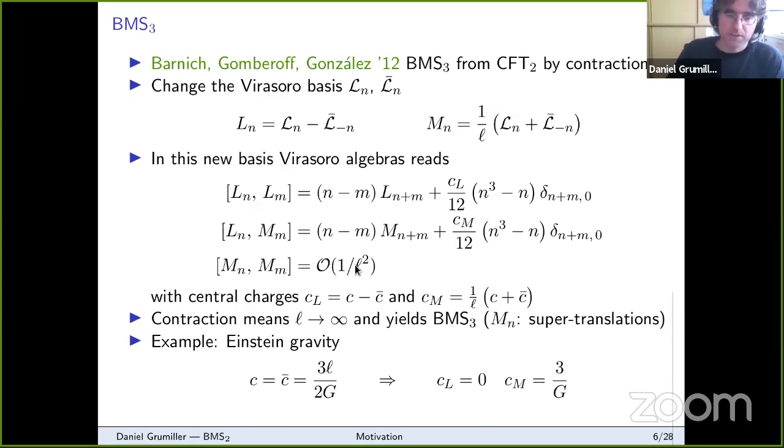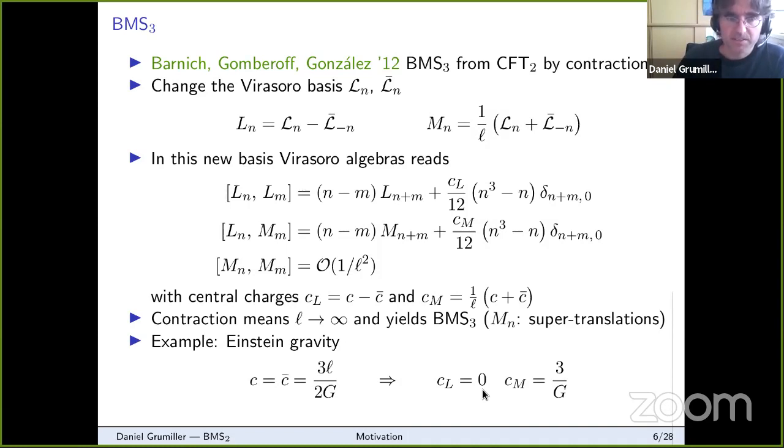And for the concrete example of Einstein gravity, the values of the central charges are just the Brown-Henneaux central charges that we saw already in Alejandro's talk and others. So C is equal to C bar is 3L over 2G. So you see that the central charges themselves would diverge linearly in L as L goes to infinity. But because of this rescaling 1 over L, you get a finite result for Cm, it's 3 over G. And because the Virasoro central charge is the difference of the original ones, you get 0 for Cl. So these are indeed the central values that were found in the original analysis of flat space Einstein gravity.